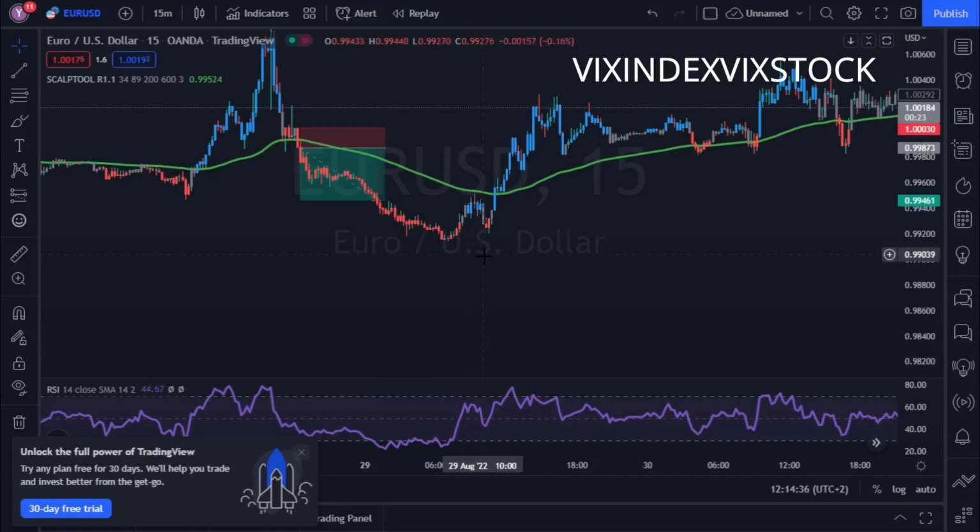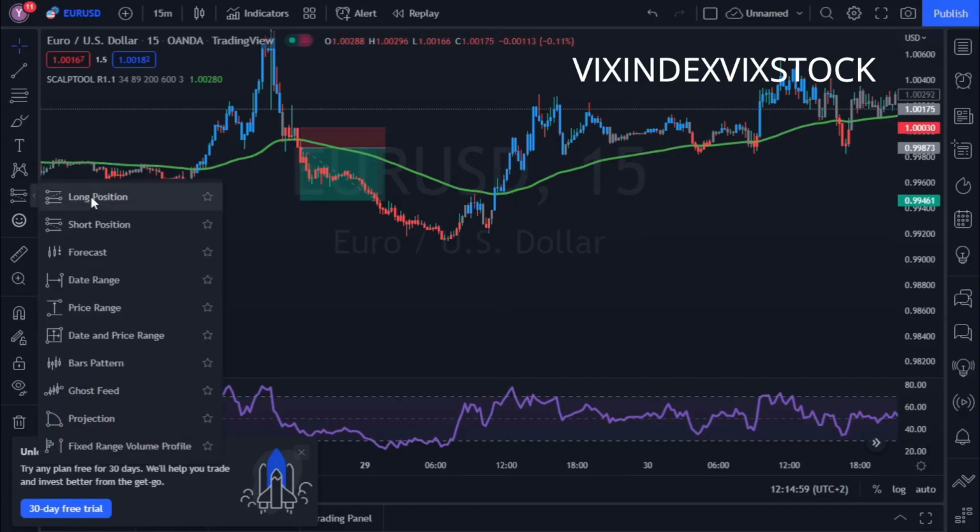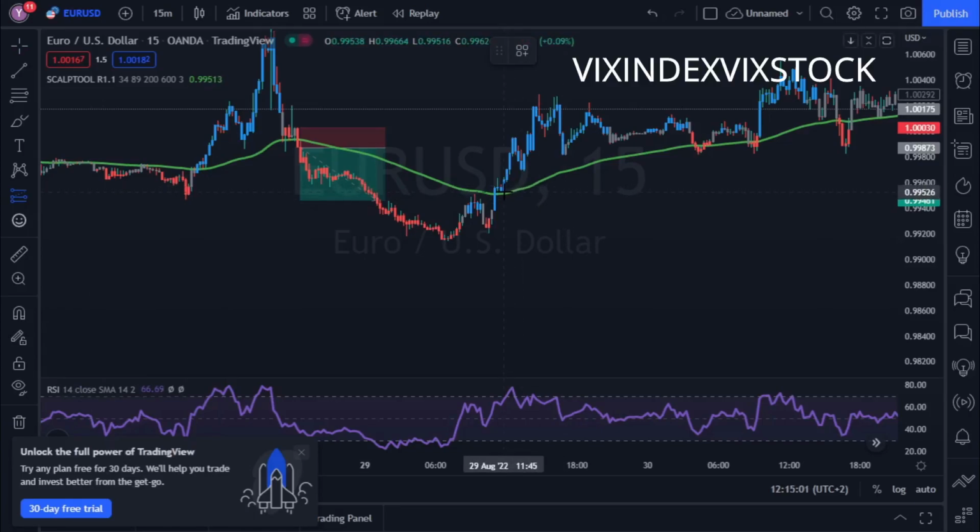For our buys, we are certainly going to look for our RSI crossing the middle line, and we'll patiently wait for price to cross our moving average. And we are going to make sure that it's blue candles. Then we are going to look for a long position.